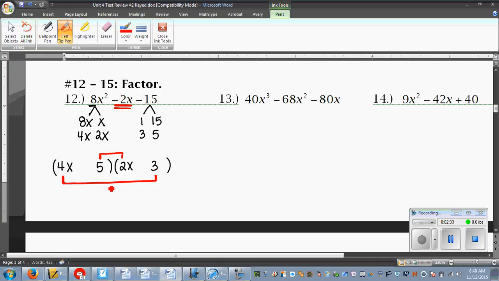On the outside, when I multiply, I will get 12x. On the inside, I will get 10x. And if I have a negative 12 on the outside and a positive 10 on the inside, those will add to be negative 2. So when I multiply 4x with 3, I want to make sure it comes out to be a negative 12, so I make the 3 negative. On the inside, I want to get a positive 10x squared, so I make the 5 positive. If I double check my work, I multiply the 5 and the negative 3 together, and those do give me a negative 15, so I know I factored it correctly.